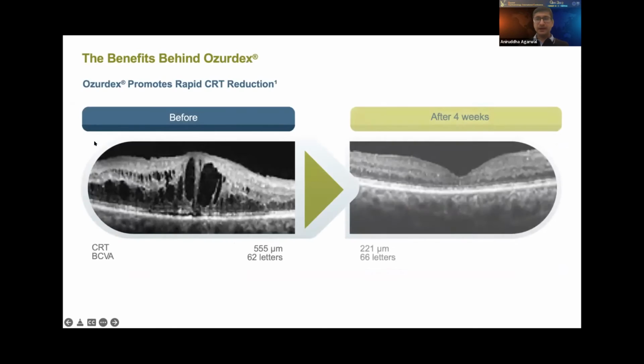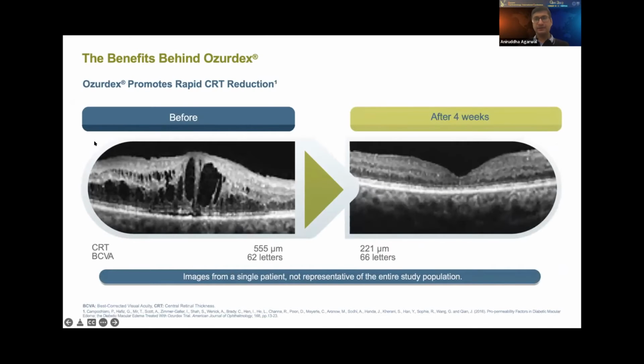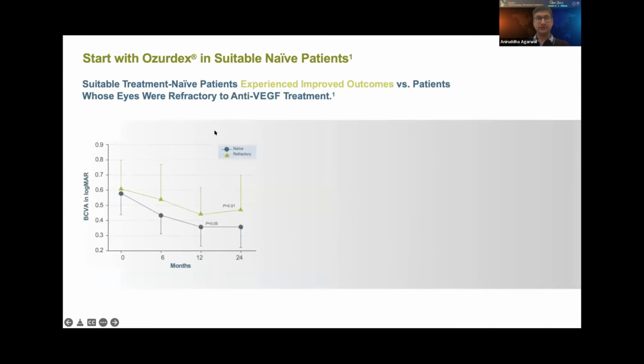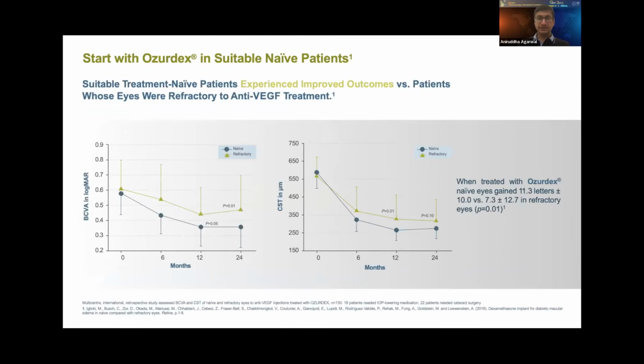Now, the benefit of corticosteroid therapy is a rapid and sustained reduction in the central retinal thickness. So you can see that there is a rapid and substantial decrease in the central retinal thickness, and this happens in several of our patients. Very few patients are non-responsive to corticosteroid therapy, and even treatment-naive patients can benefit greatly, versus patients who are refractory to anti-VEGF treatment. So those patients who are started with Ozurdex and switched from anti-VEGF can also experience these benefits.